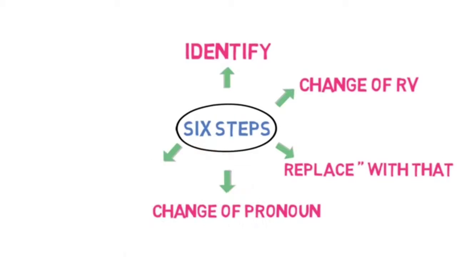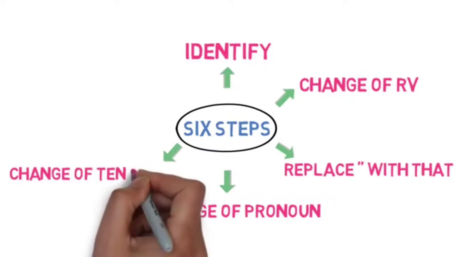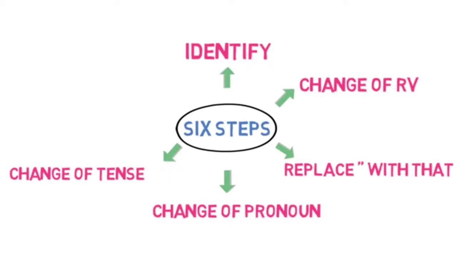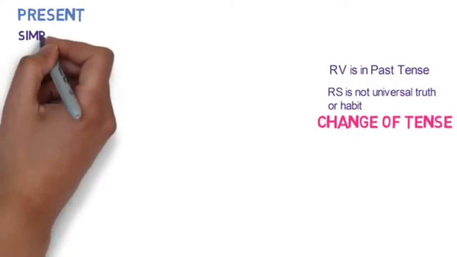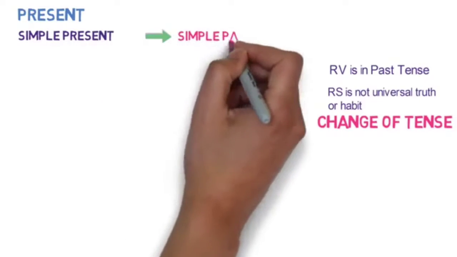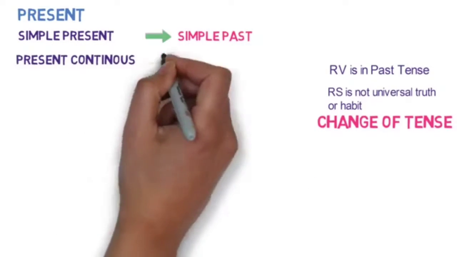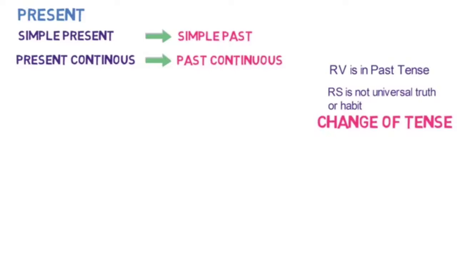And the fifth step is the change of tense. It will happen when the reporting verb is in the past form and the reported speech is not universal truth or habit. It will be converted in the following ways. In present tense, simple present will be converted into simple past. Present continuous will be converted into past continuous.